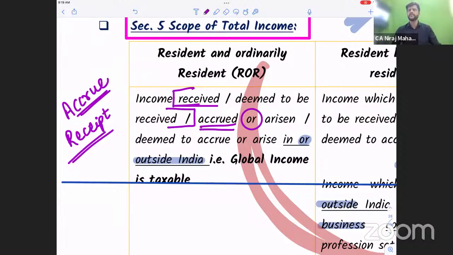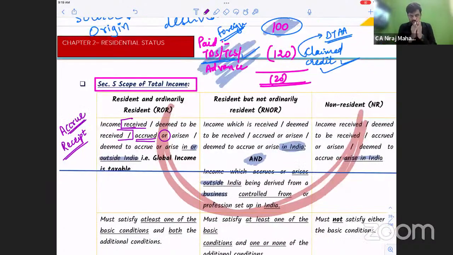See, we did all the cases. Accrued in India, received in India, Indian income. Accrued in India, received outside, Indian income. Accrued outside, received in India, still Indian income. So the only income which is not Indian income was accrued outside India and received outside India. Yes or no? Yes. In all these three cases, ROR, RNOR, NR, what do we tax in India? Indian income. Very important.